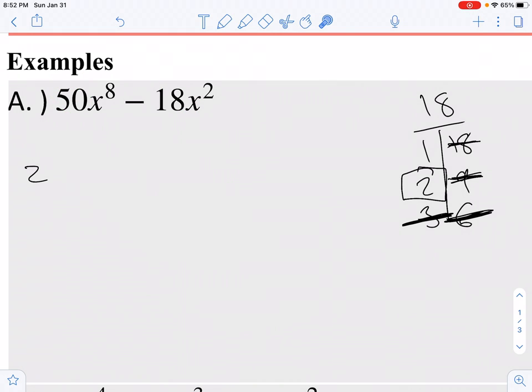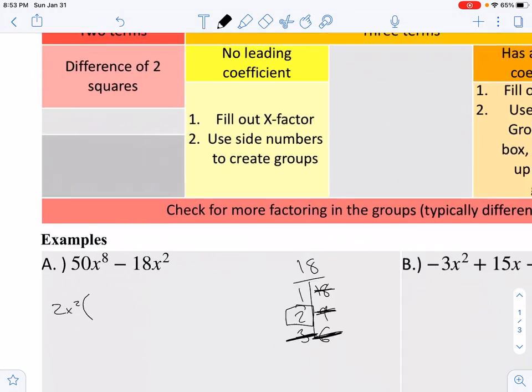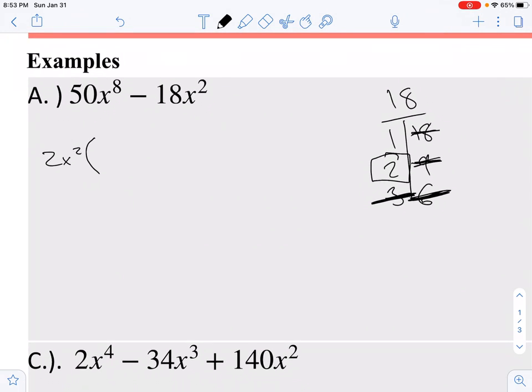I'm also going to look at my variables. I have x to the 8th and x to the 2nd. The most x's that I can pull out of both of these groups, that both groups have to give, is x to the 2nd. So 2x to the 2nd is our greatest common factor. So again, remember, we're always looking for that greatest common factor first. That's our first line of defense.